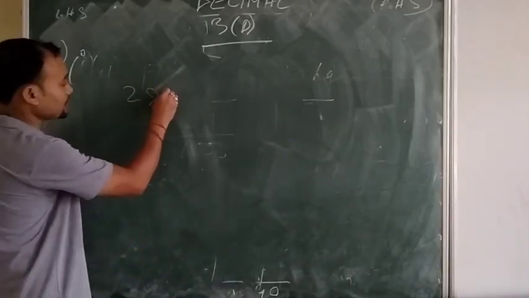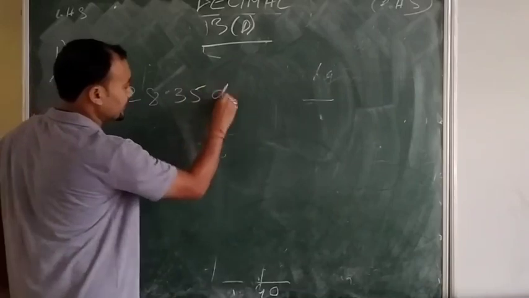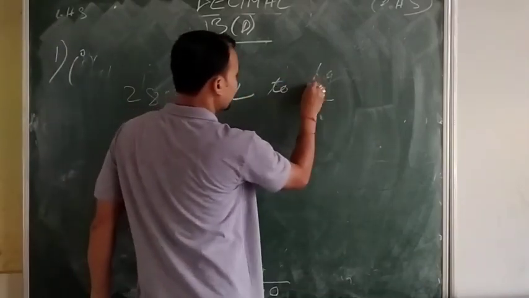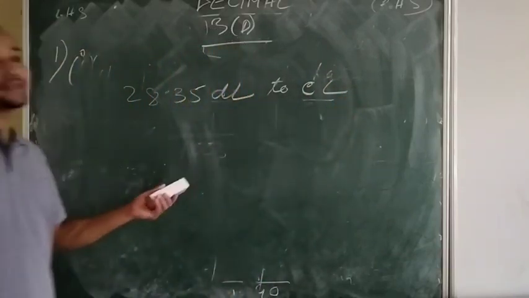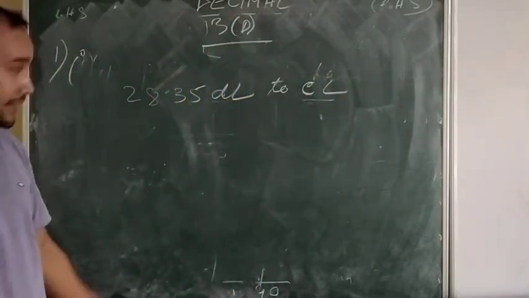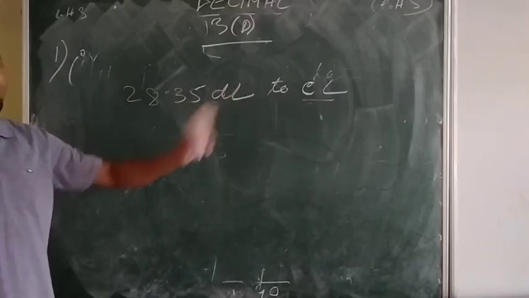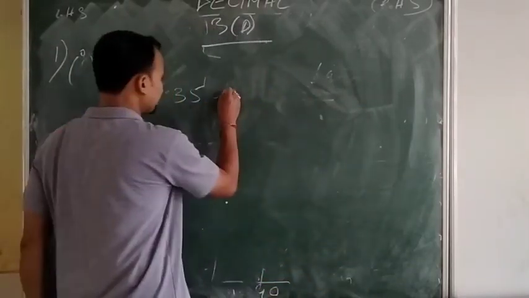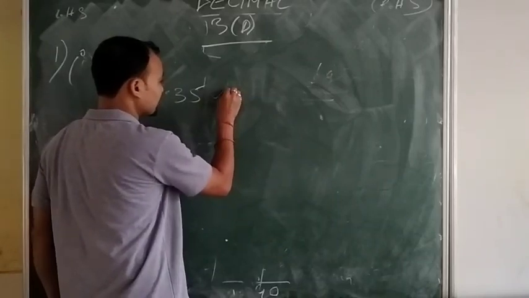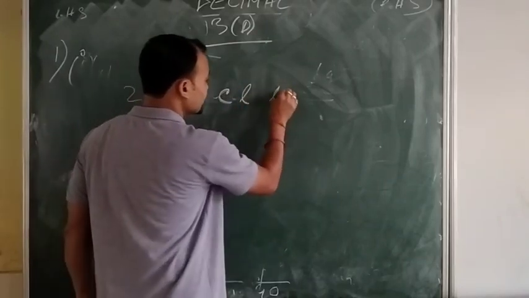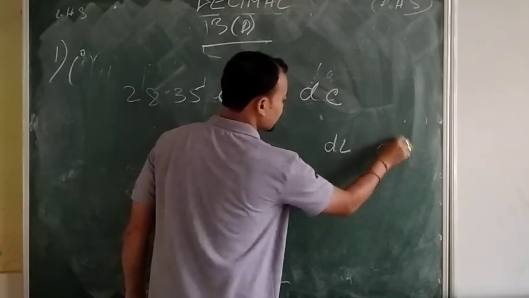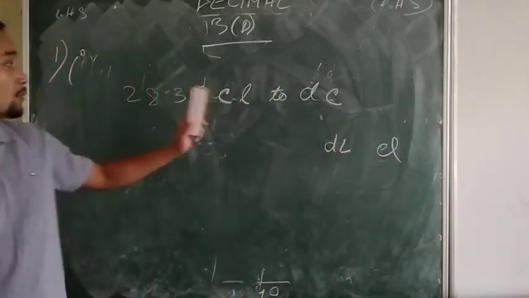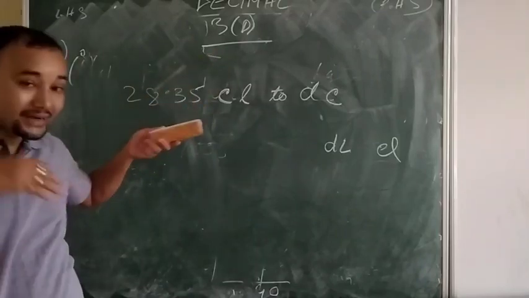28.35 deciliter, dl, to centiliter. Now see, after deciliter comes centiliter, that means deciliter is bigger than centiliter. I am converting this: centiliter, cl, to deciliter. We have to make centiliter into deciliter, that is, smaller one to bigger one. That means in this case we are dividing.